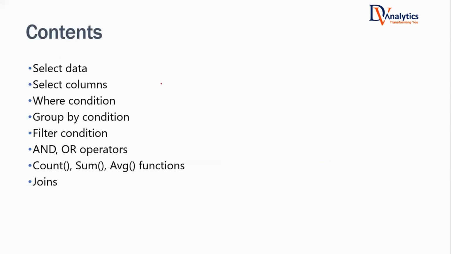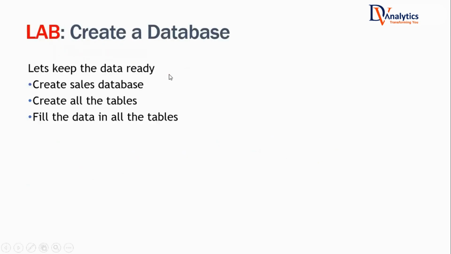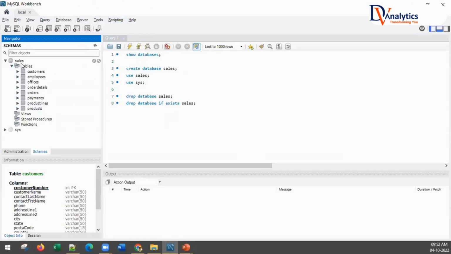So we have a code. If we run that code, automatically the sales database will be created. So if you go to MySQL Workbench, you see sales database here. Inside that, there are tables: customers, employees, offices, and then order details, orders, payments. All these tables must be present. If you have this sales database, then we are ready to go.